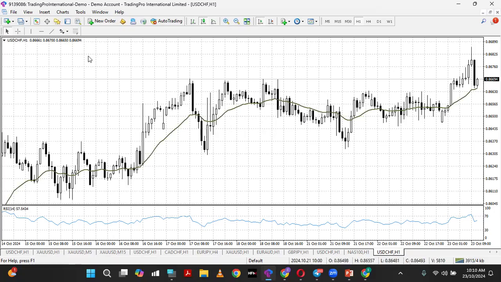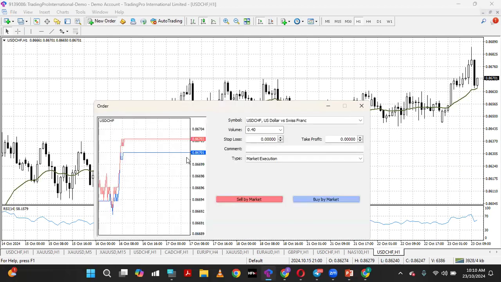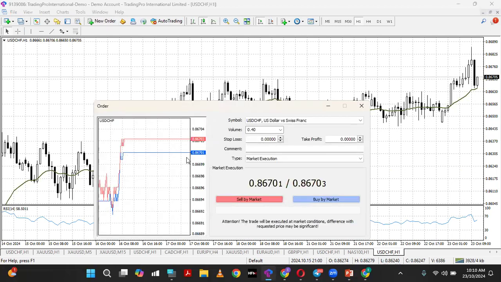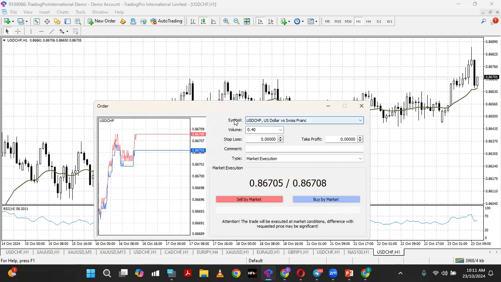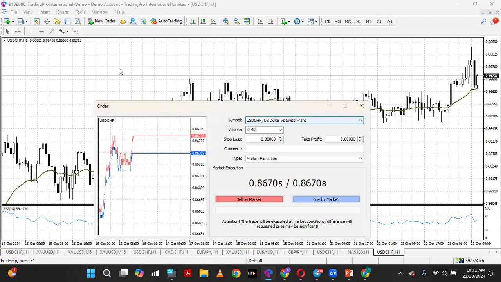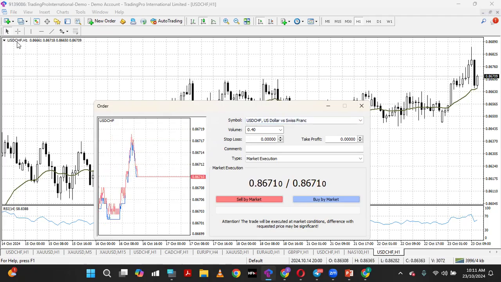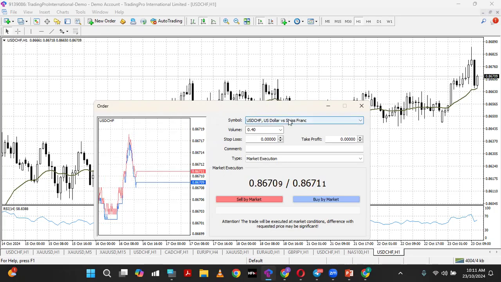So now somebody will say, how do I execute a trade? To execute a trade, you have several options. You have new order. If you click on this, an interface is going to show up. So this top here has the symbol. It shows you the instrument you're looking at. Look at the top left corner, what I have here is the USD CHF. Always make sure what you want to trade is what is appearing here.